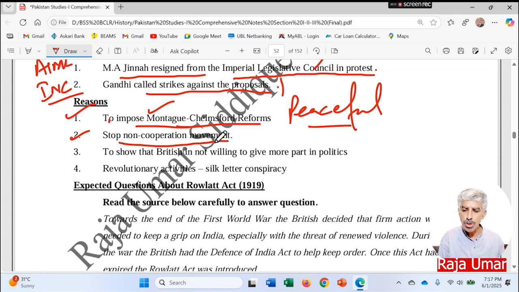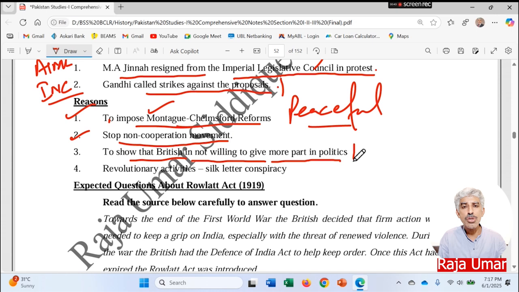Number two, stop the non-cooperation movement. As you know, the non-cooperation movement was in full swing by the Indian National Congress especially, and they were protesting across the subcontinent. So to stop the protests of the Indian National Congress in this non-cooperation movement, they imposed those cruel laws of the Rowlatt Act, to show that the British were not willing to give more part in politics.